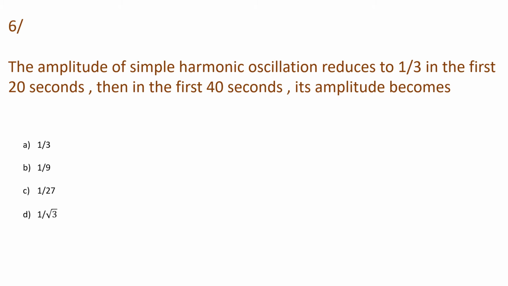Here is our next question, which is: the amplitude of a simple harmonic oscillation reduces to 1 by 3 in the first 20 seconds. Then in the first 40 seconds its amplitude becomes? And the options are 1 by 3, 1 by 9, 1 by 27 or 1 by root 3.